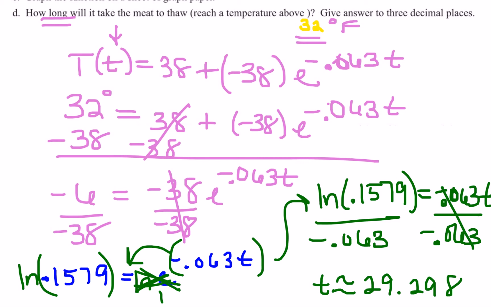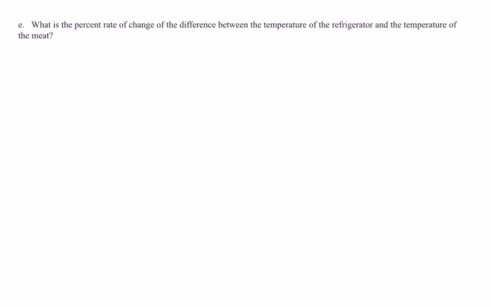Okay, so basically it's going to take 30 hours for this piece of meat to reach the fridge's temperature or get close to, oh, what are we doing? Close to the meat thawing, okay? So I hope this video helped. We have one more part, I think, actually. Yep, part E. And what part E asks is to find the rate of change.